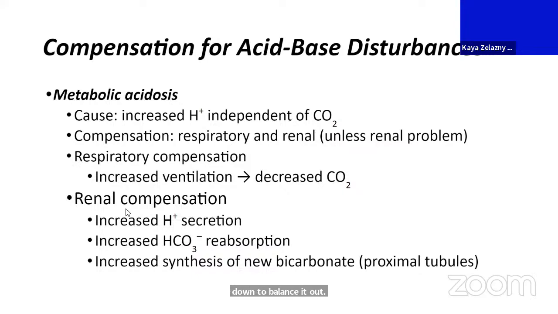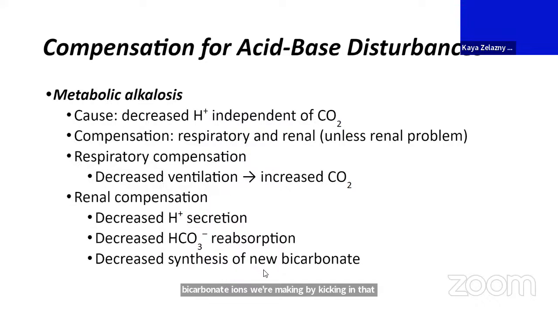If the problem is your diet, not that your kidneys are broken, you could compensate with your renal system. That looks the same as for our respiratory acidosis compensation, right? We can get rid of hydrogen ions by secreting them. We can reabsorb bicarbonate ions, increasing the buffer in the blood. Or we can increase even how many new bicarbonate ions we're making by kicking in that glutamine type synthesis of bicarbonate in the proximal tubule.